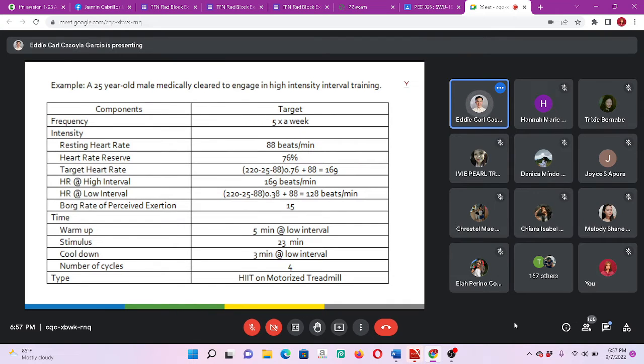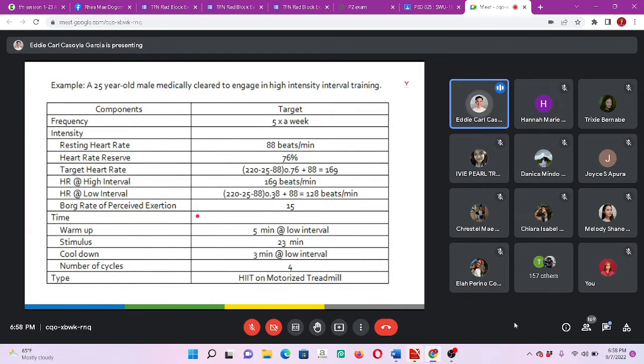Okay? So, this will be your range, class. Do not go beyond your heart rate at high interval. So, as much as possible, you need to get into this range. 169. This is just our example, so you don't get confused, because here in our example it is 169. Okay? So you need to get to this specific number for you to be able to achieve your heart rate at high interval.